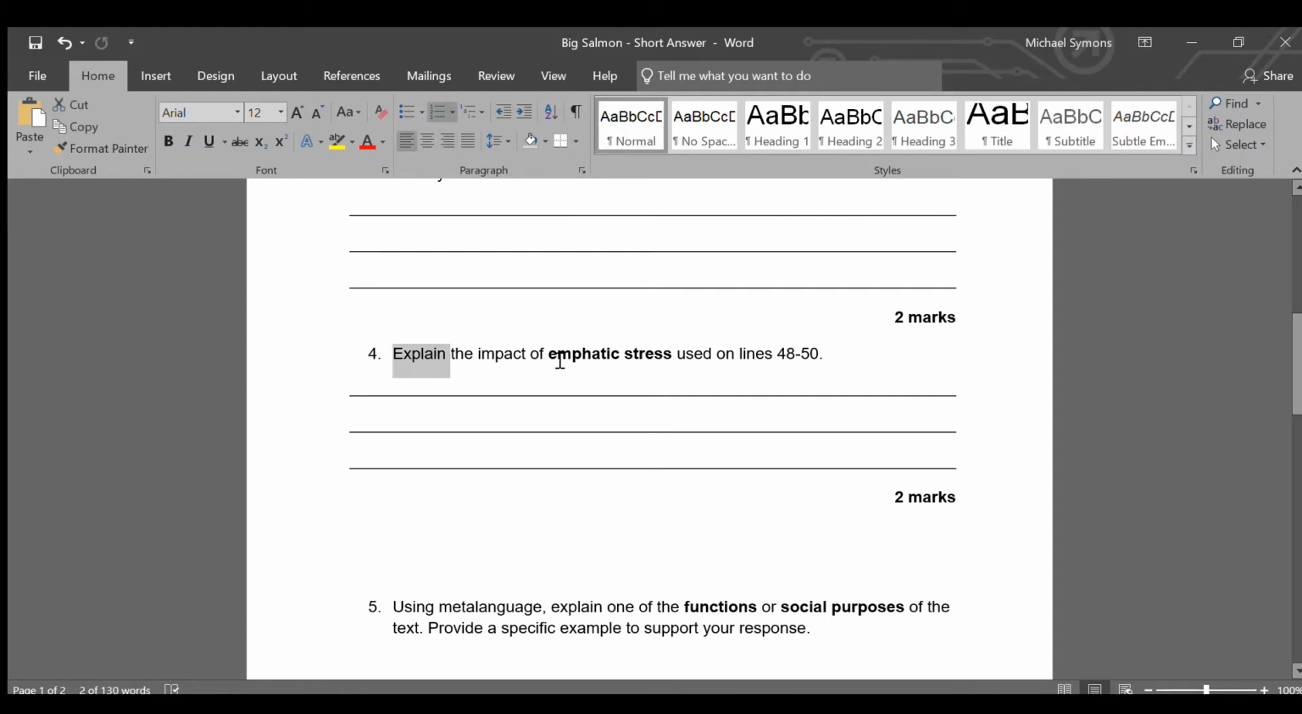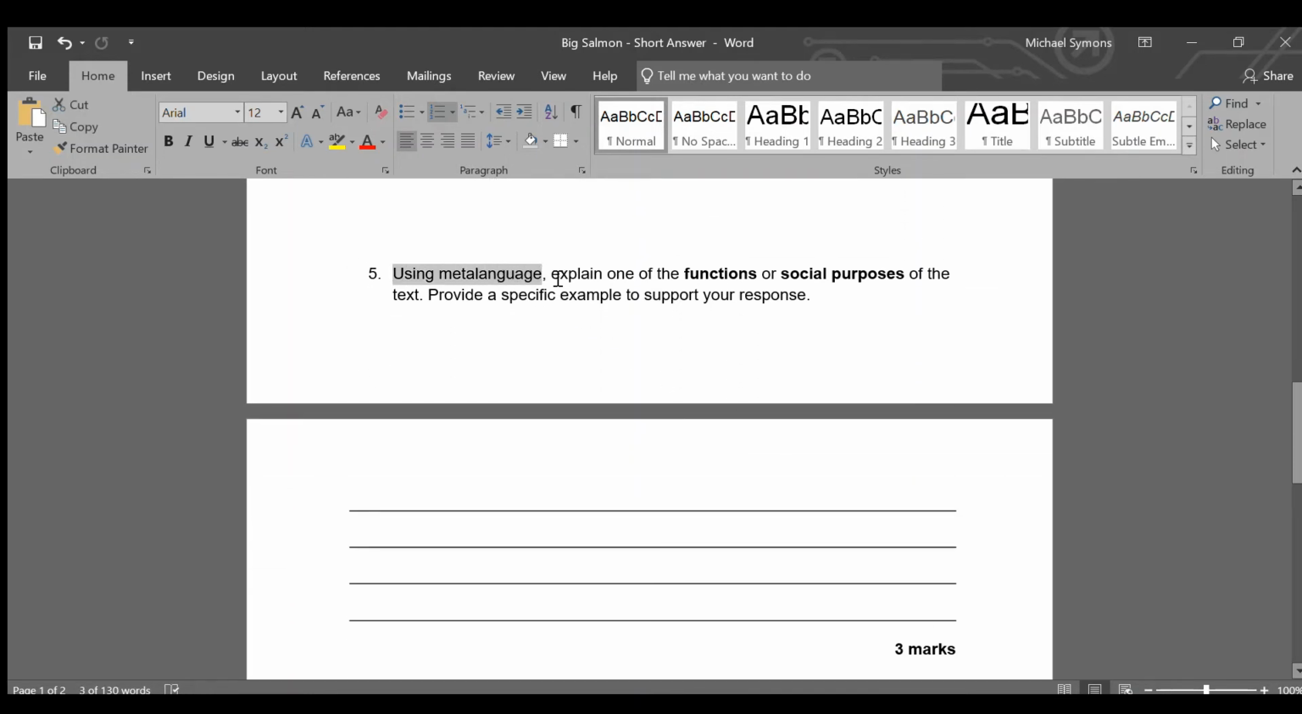Explain the impact of emphatic stress used on lines 48 to 50. It does not say you need to quote it, but do it anyway. If you choose any emphatic stress from here, you need to quote it. Quote it and then explain why that particular emphatic stress in that particular quote was used. So 1 point for finding the emphatic stress and quoting it, and 1 point for actually explaining why that specific example that you chose was used.